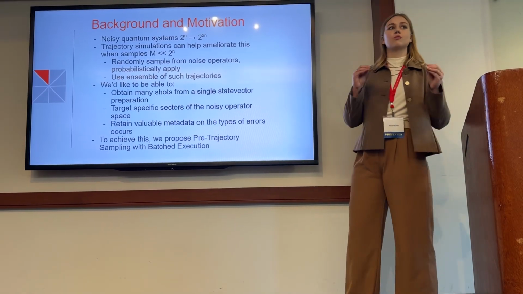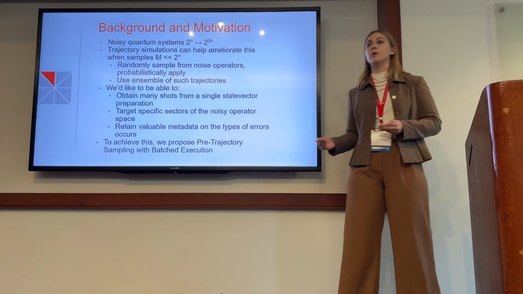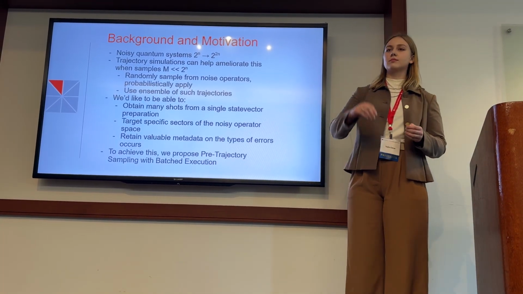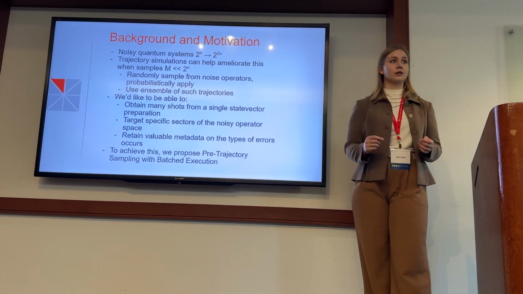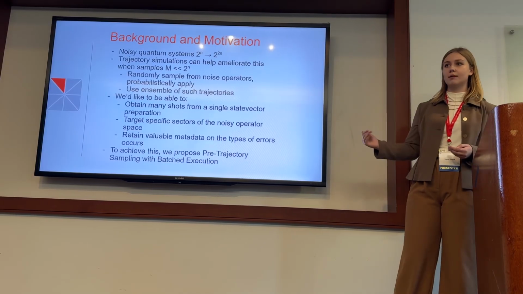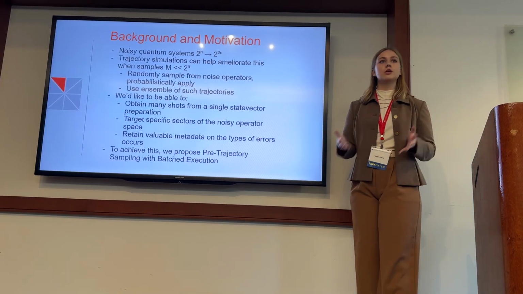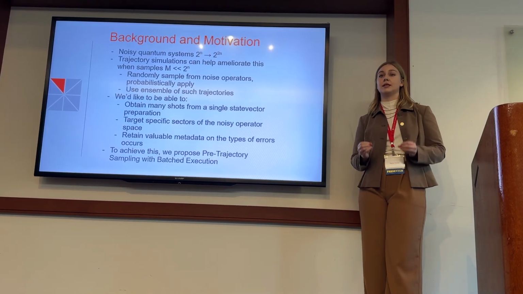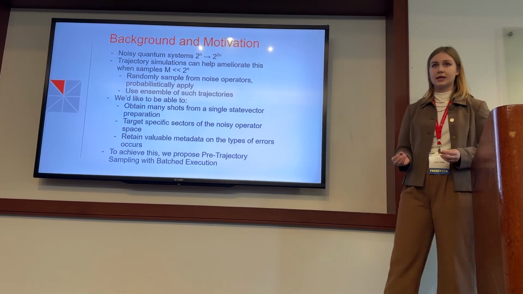The problem is that real life systems do have noise, and in order to accommodate for this, we need to use a density matrix with 2 to the n rows by 2 to the n columns, or 2 to the 2n numbers. When we go back to our 20 qubit scenario, that's over 1 trillion numbers or 9 terabytes of memory, which is super unscalable.